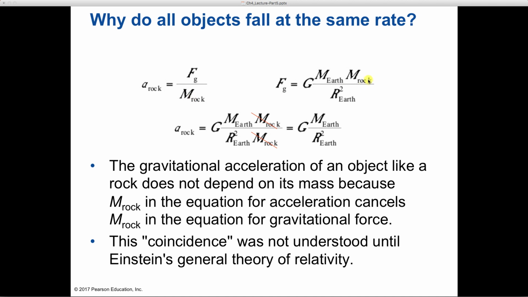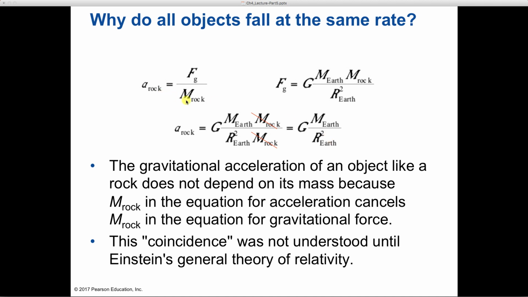If we divide by the mass of the rock, it cancels out the top and the bottom. And so that's shown right here. And all we get is the acceleration of the rock is equal to this number right there. And that number right there, we could calculate it, is about 9.8 meters per second squared. That number doesn't depend on the mass of what is falling. It does not depend on the mass of the rock.